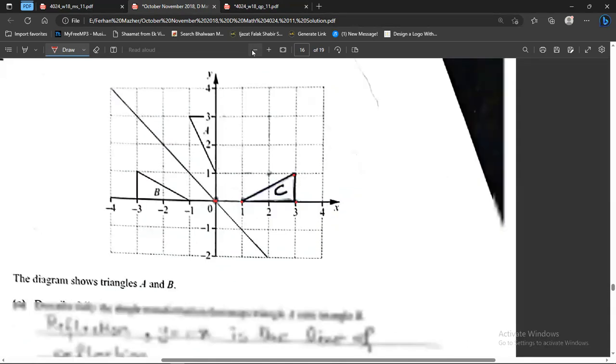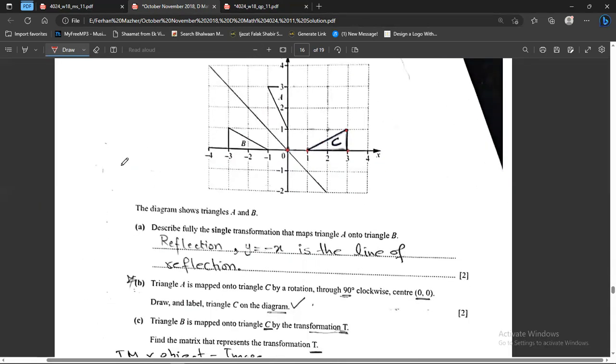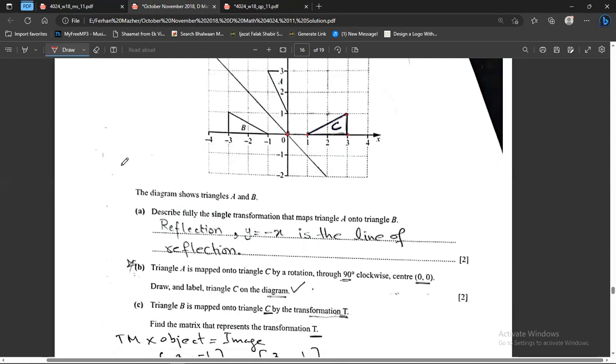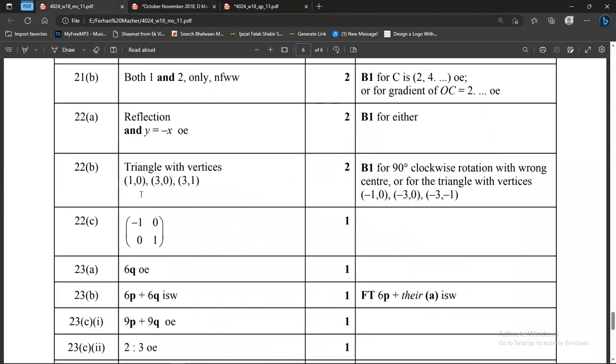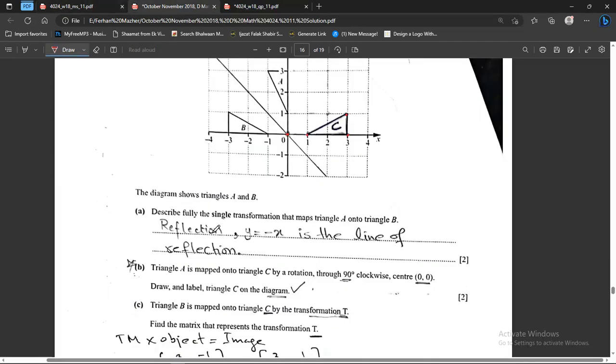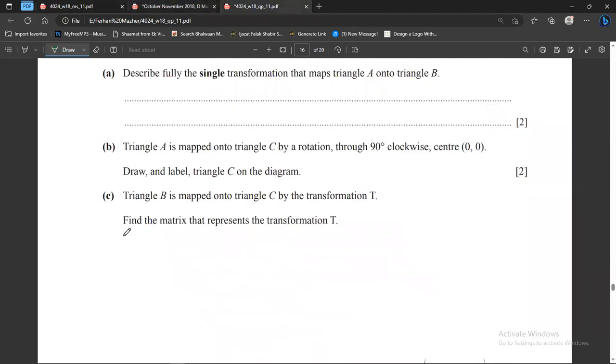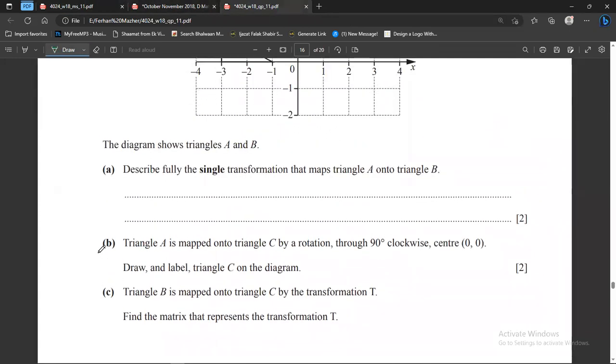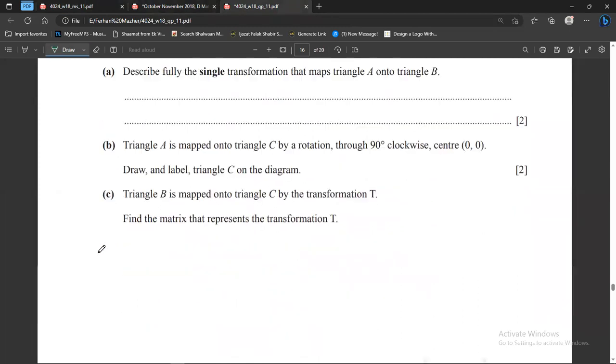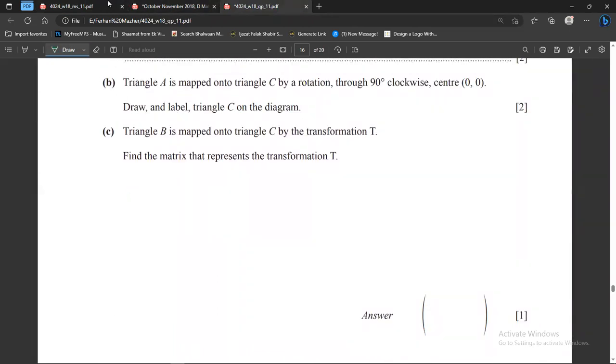I hope you understand how I have rotated it: 90 degrees clockwise about the center 0, 0. And in the answer, I think they have given the coordinates 1, 0, 3, 0, 3, 1. Then the question says triangle B is mapped onto triangle C by transformation T. Find the matrix that represents the transformation T.